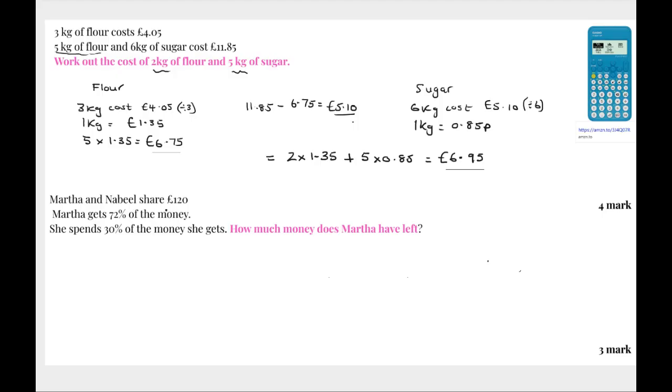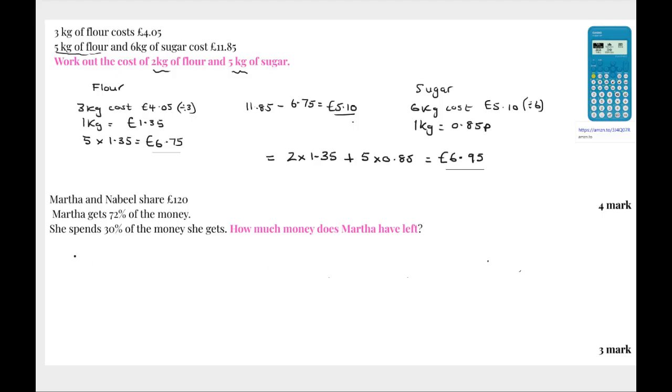Martha and Nabil share £120. Martha gets 72% of the money. She spends 30% of the money she gets. How much money does she have left?